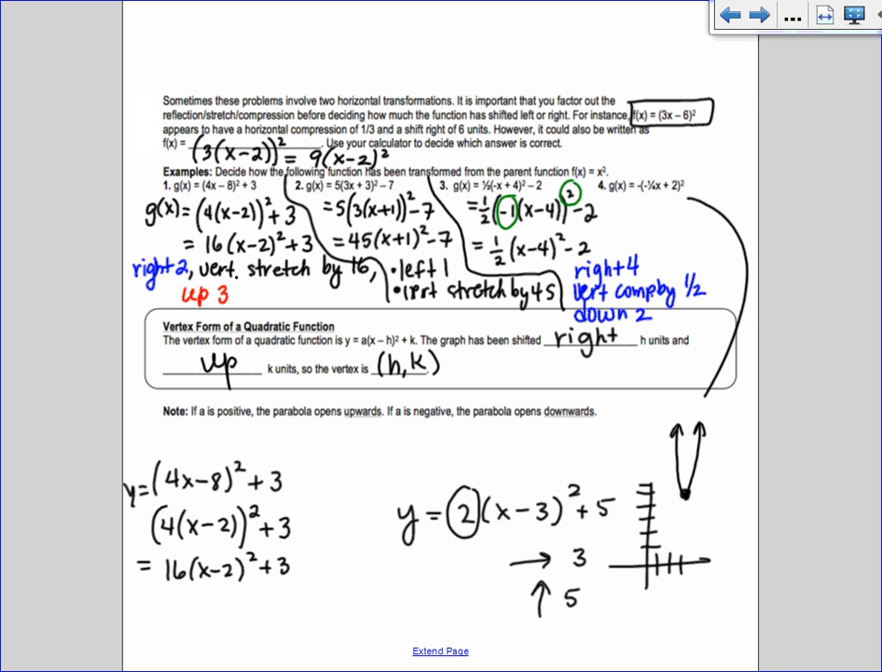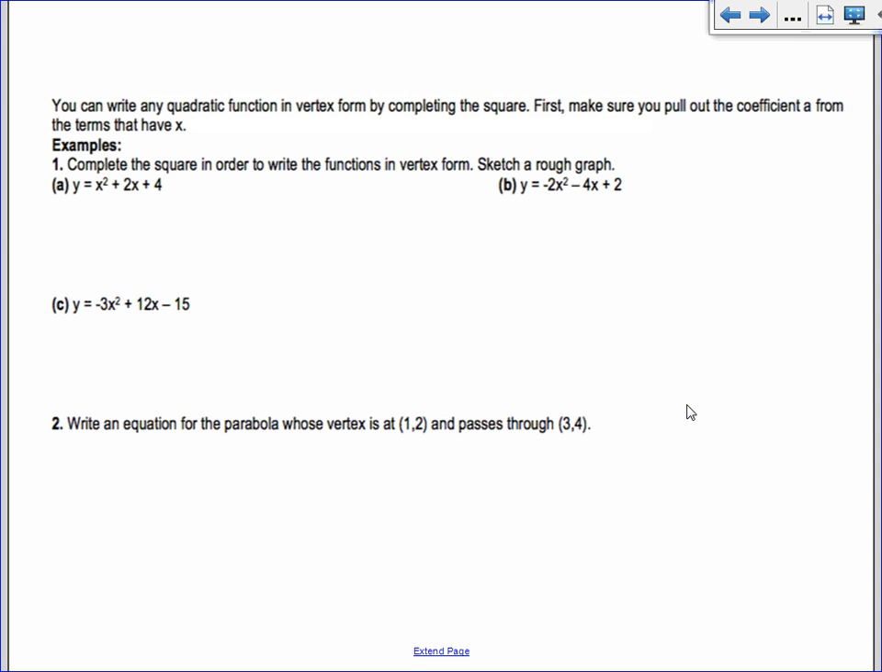Okay, on the other 2 problems, like 11 and 12, I think, I told you to skip them right now because we hadn't talked about completing the square. Now, we've done completing the square before in section 6.4, but this is a little bit different. So this is when it's already like f of x or y equals or whatever. So it says you can write any quadratic function in vertex form by completing the square.